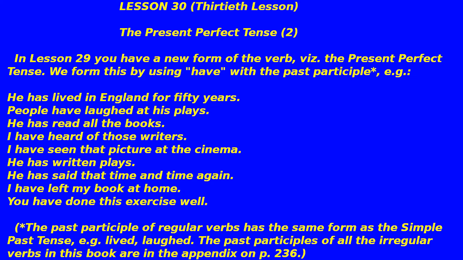Lesson 30. The present perfect tense. In lesson 29 you have a new form of the verb, viz. the present perfect tense. We form this by using have with the past participle. E.g., he has lived in England for 50 years.